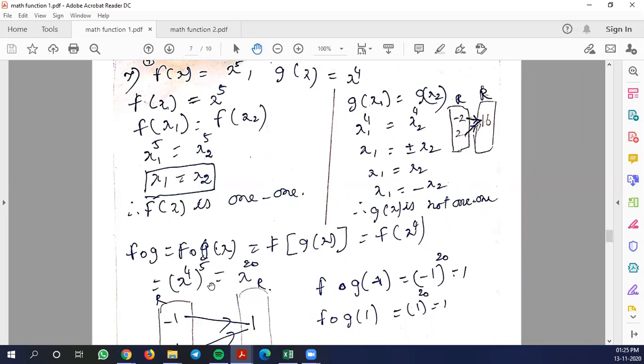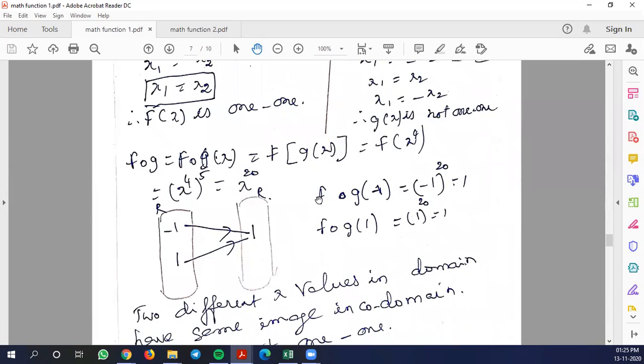So what is f of g? f of g of x is equal to f of g of x, and g of x is x power 4. So this is f of x power 4. Now in the place of x, f of x is x power 5. So here it is x power 4 to the power 5, which is x power 20.